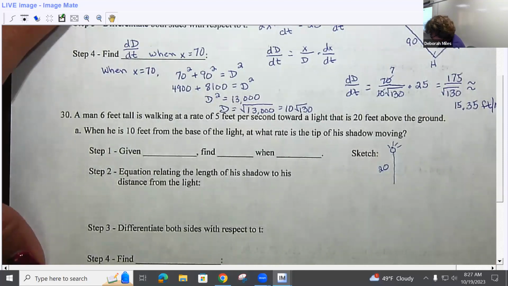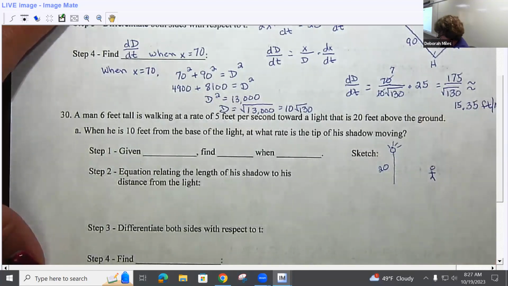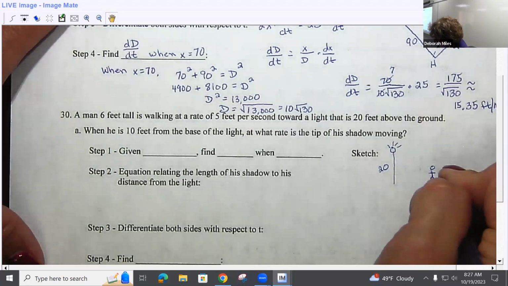A man's walking toward that light. Here's my very best man, walking toward that light.